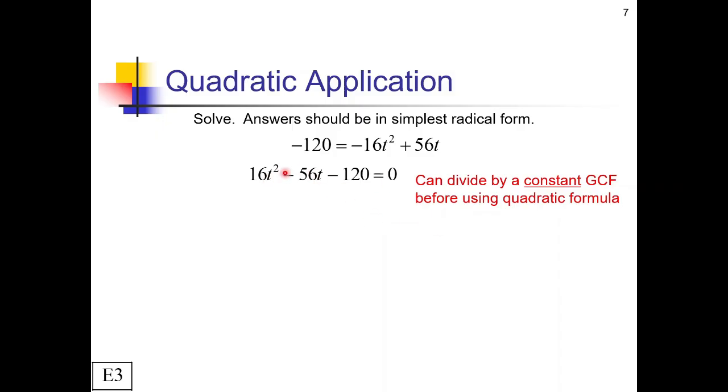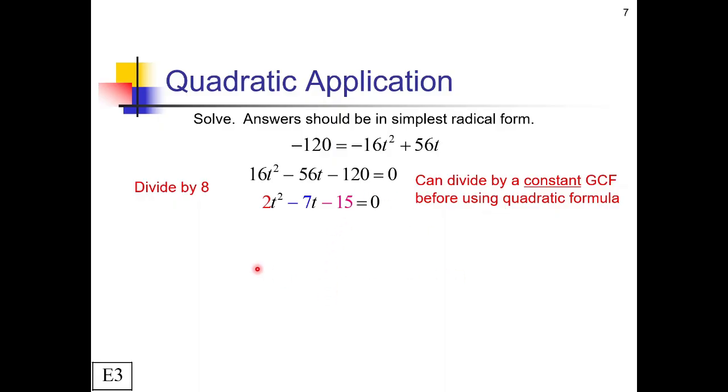Out of all these terms here, I think 8 is the biggest number that will still let us have whole numbers after we divide by it. So if I divide by 8, that gives me 2t squared minus 7t minus 15 equals 0. Again, we could have gone straight to the quadratic formula in the beginning, but this gives us some nicer numbers to work with. With that said, pause the video and see if you can figure out how long those Nerf arrows take to come back down.